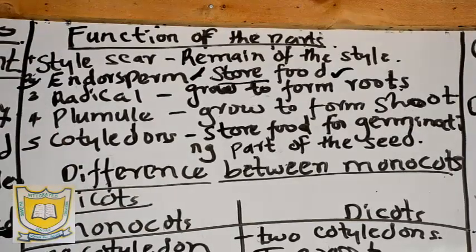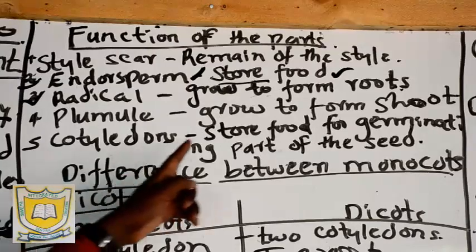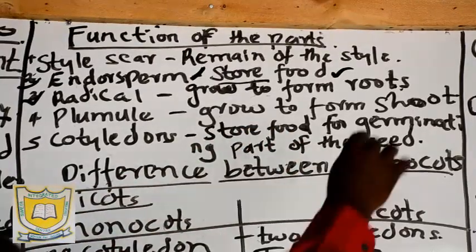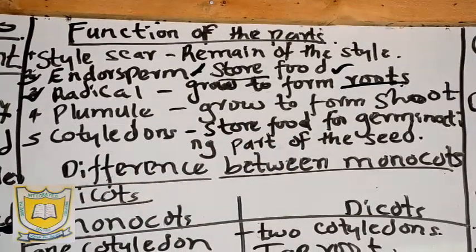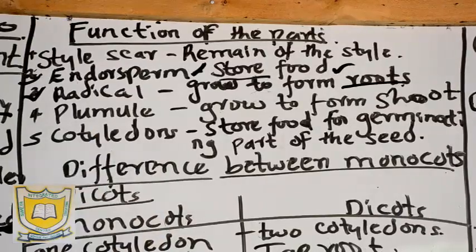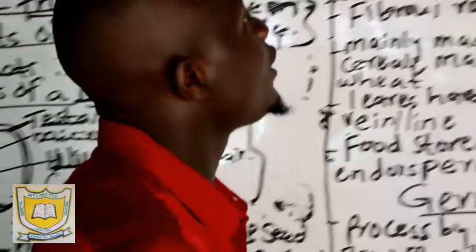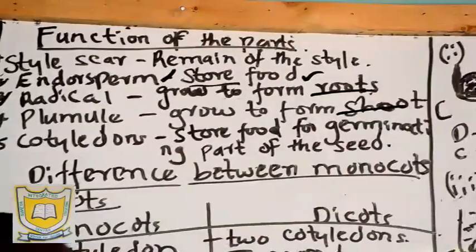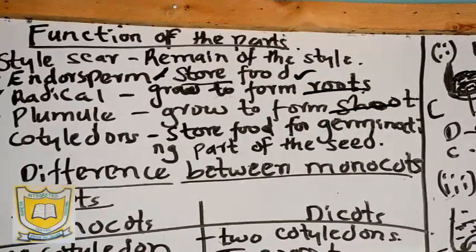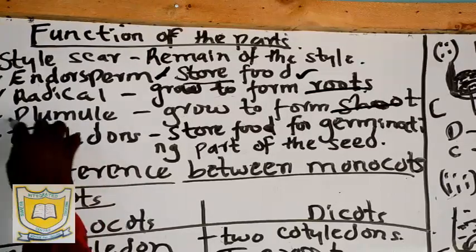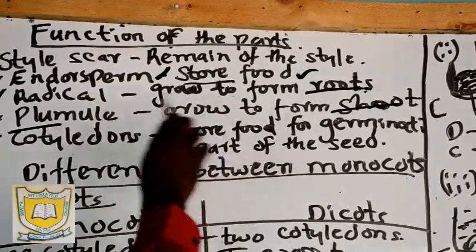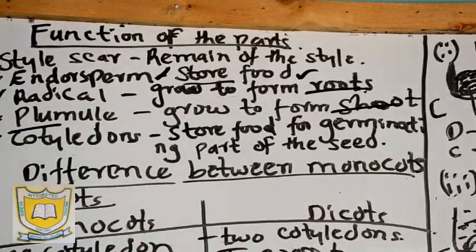We move to the third part, which is now the radicle. Now in these monocots, the radicle grows to form what we call the roots. But now the plumule, which is the upper part of this seed, forms what we call the shoot. Now this shoot is just the young leaves that grow immediately after fertilization. So the radicle grows to form roots, and the plumule grows to form shoots.